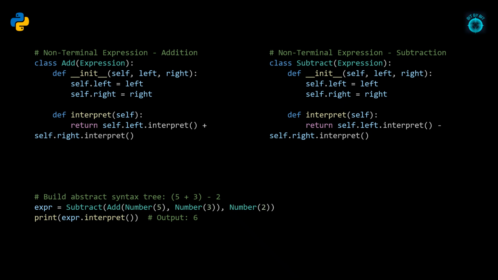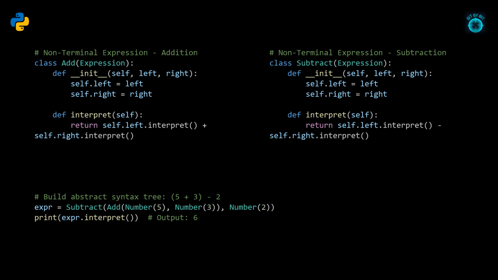Then, we define non-terminal expressions, one for addition and one for subtraction. Each of these takes a left and right expression as input and recursively calls interpret on both sides, combining the results with either addition or subtraction. This design allows us to build expressions like a tree. For example, one expression can contain another expression as its left or right part.